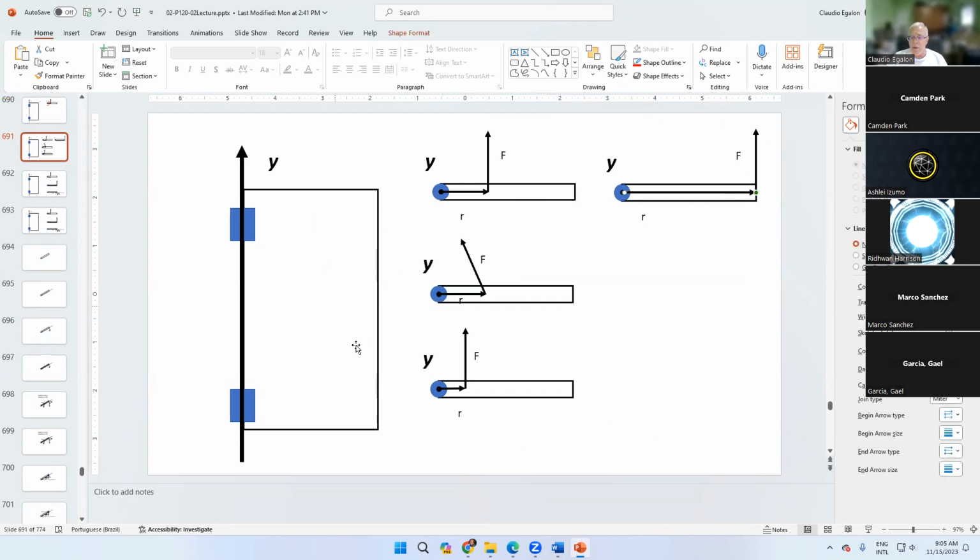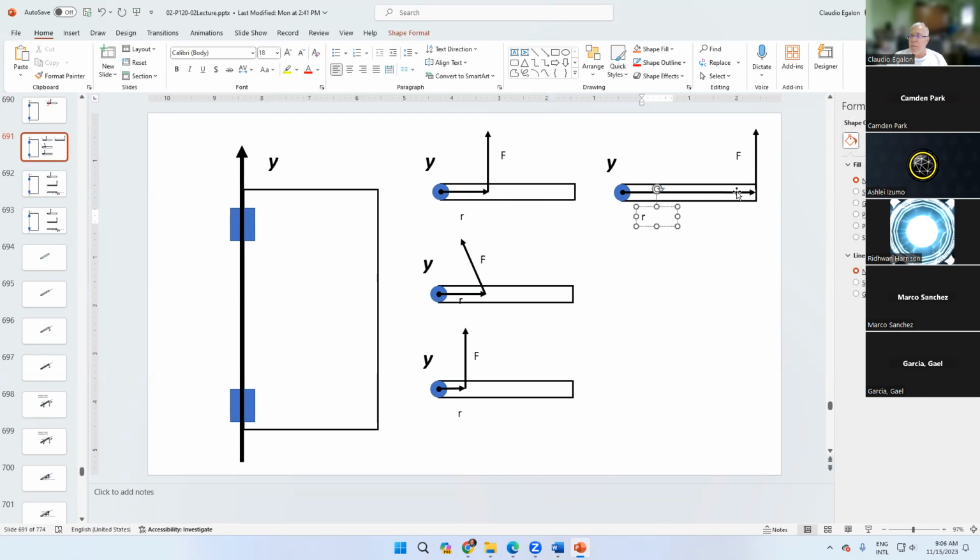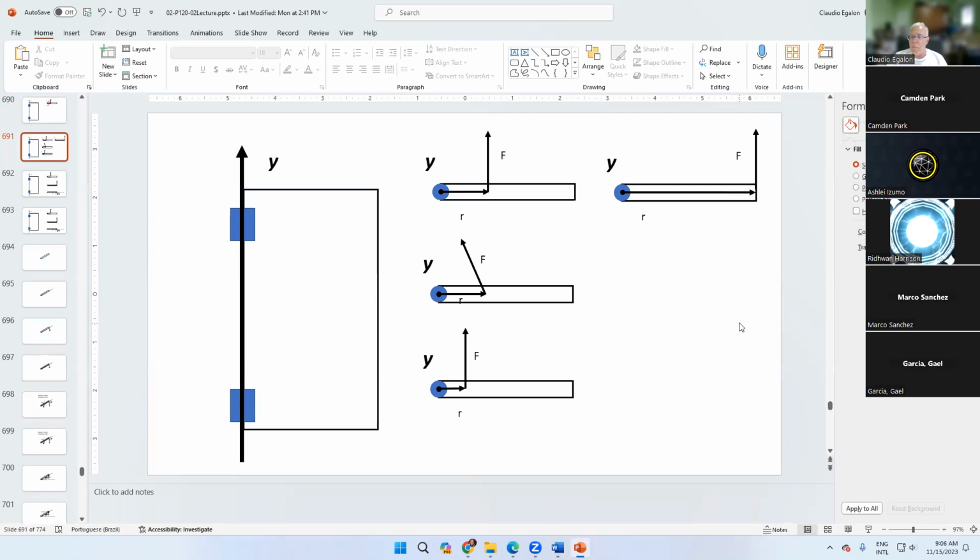Among all those illustrations here, the highest torque of all is going to be this one, because the vector position of the point of application of the force is the largest possible. Not only the largest possible, but it also makes an angle of 90 degrees with the force vector. This is the largest of all. This one here is the second largest, and the other two may be the third or the fourth largest. Which one is going to be the third largest? Which one is going to be the fourth largest?